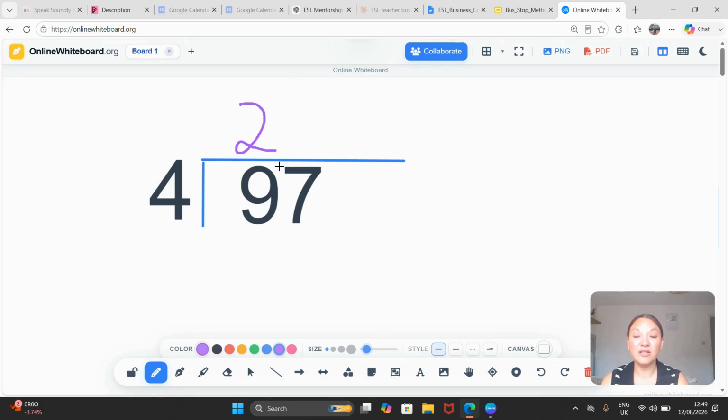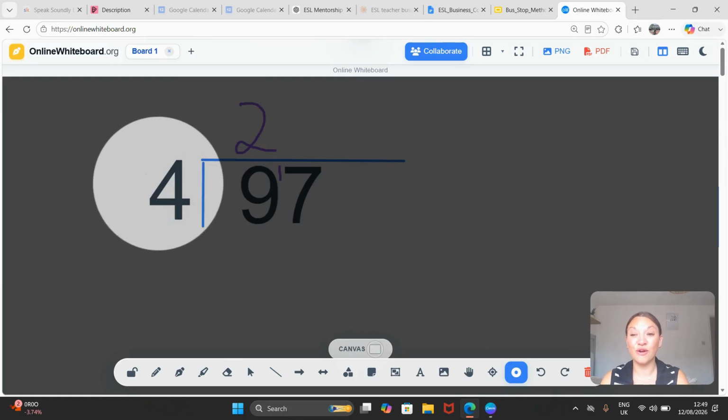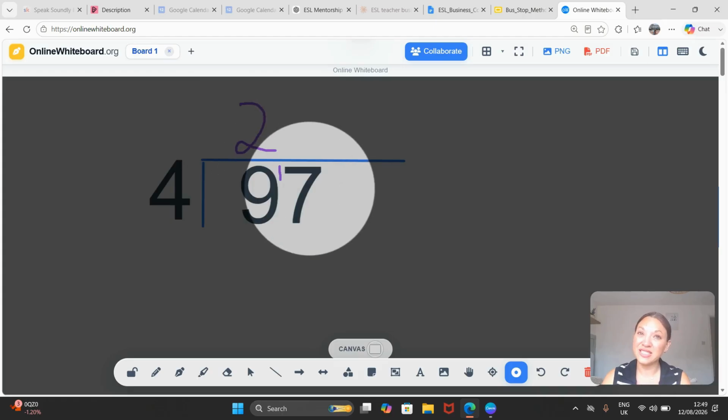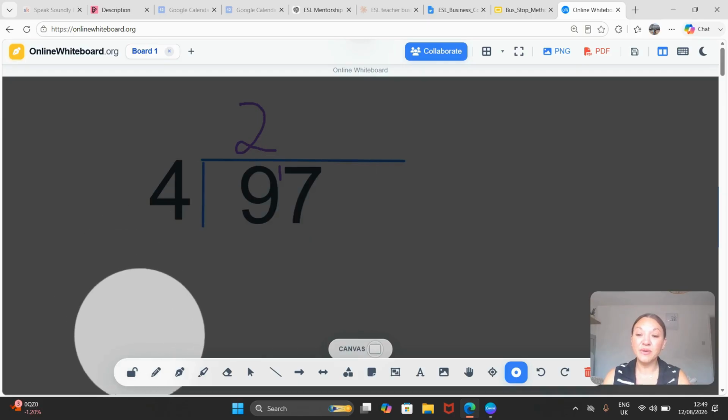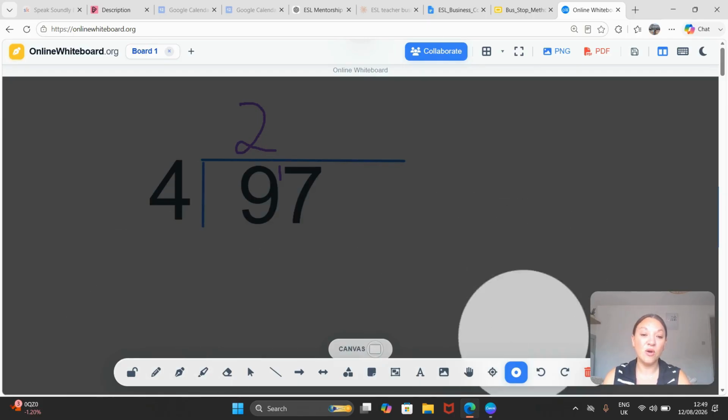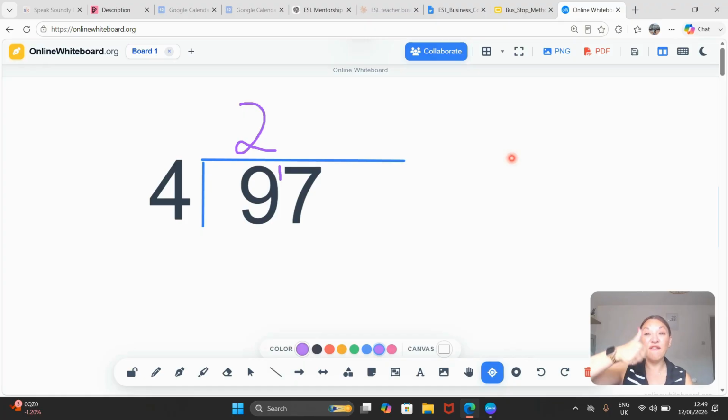And we're going to put our little remainder left over here from the 8, 9, okay? That's the leftover one. So that now goes here to make this number here 17. So we're going to go back to the 4 again and think, how many times does 4 go into 17? So we've got to do our times tables again, our 4 times tables, to work out how many times 4 goes into 17.